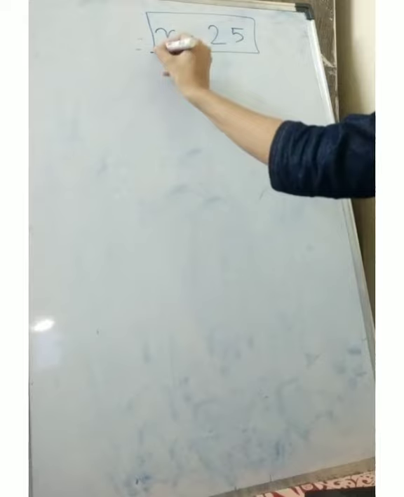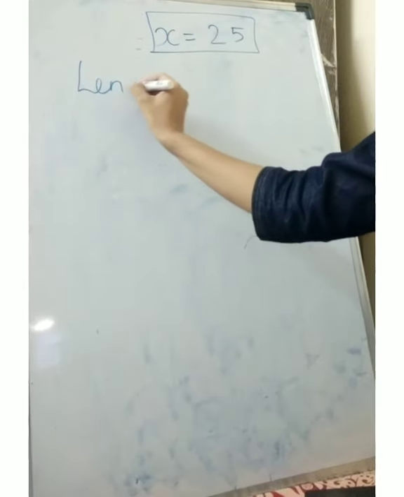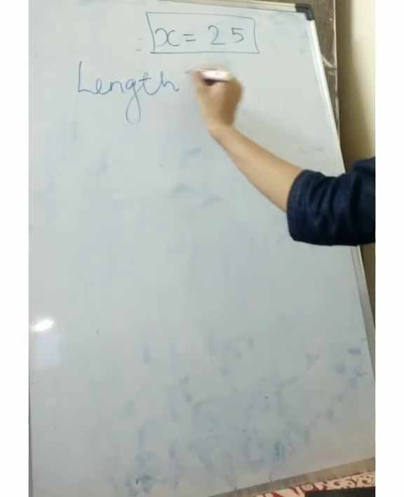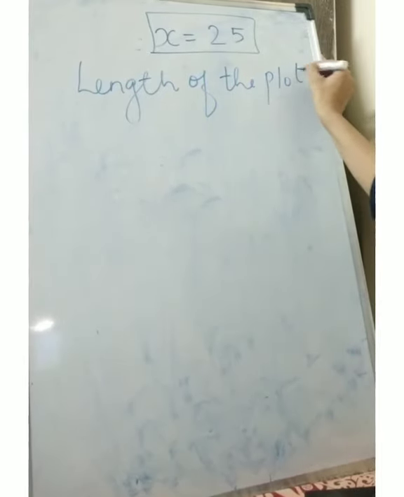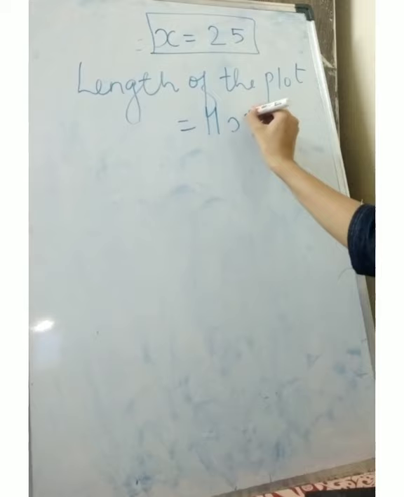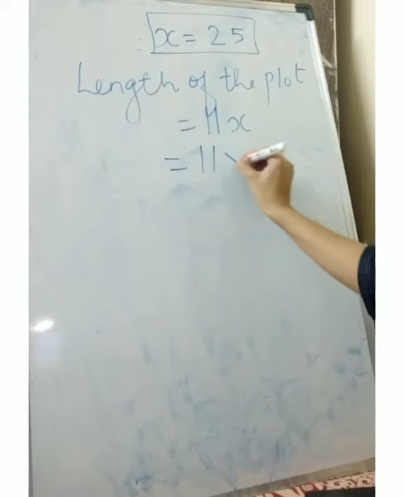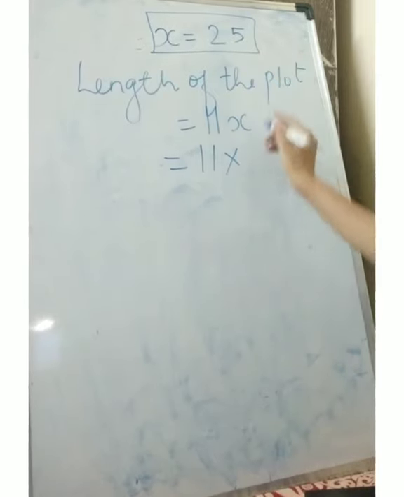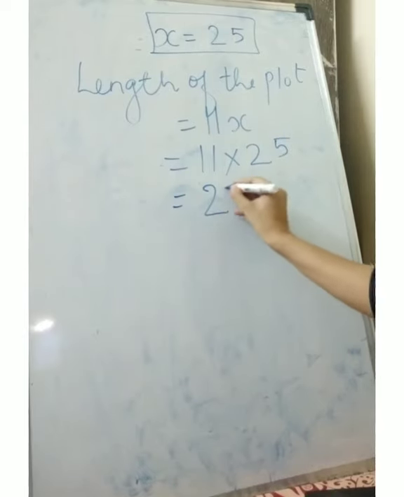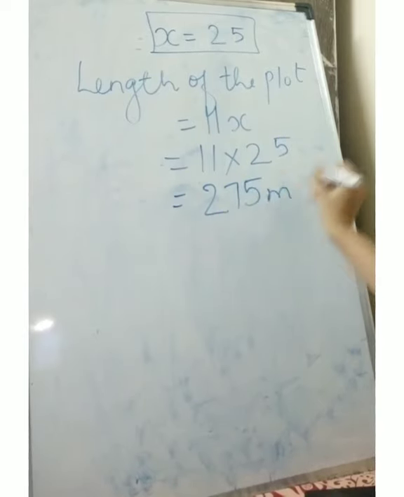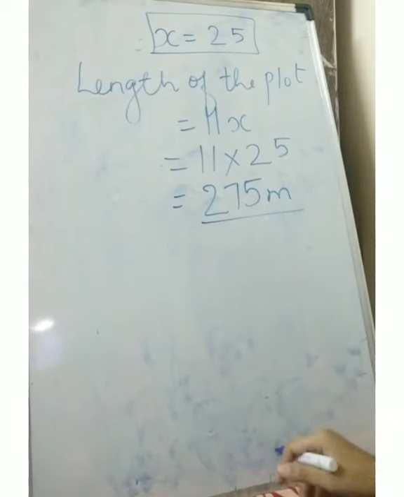So by using this value we will find the length of the plot as well as the breadth of the plot. The length of the plot is given as 11x. So I will multiply 11 into x. The value of x is 25. So 11 into 25 is 275 meter. Now we got the length, that is 275 meter.